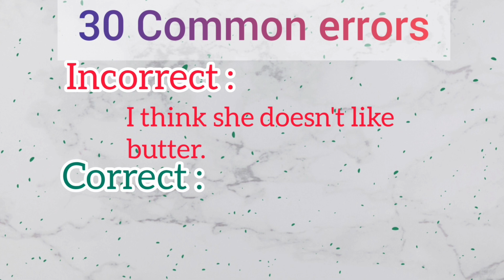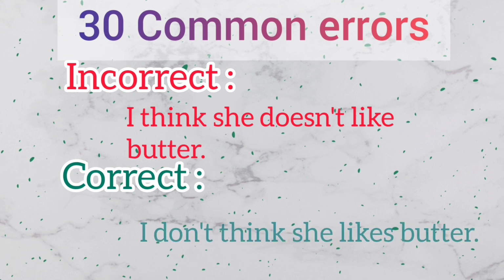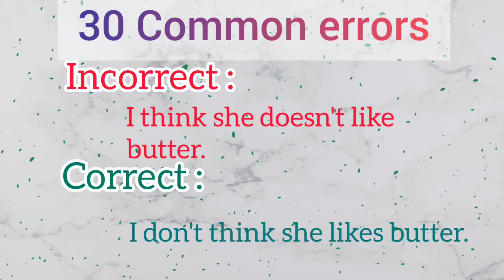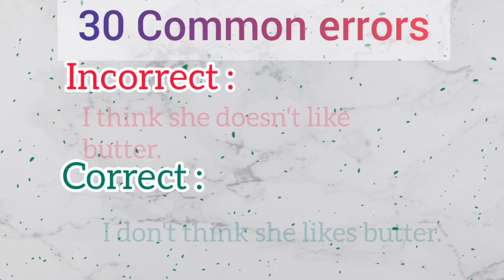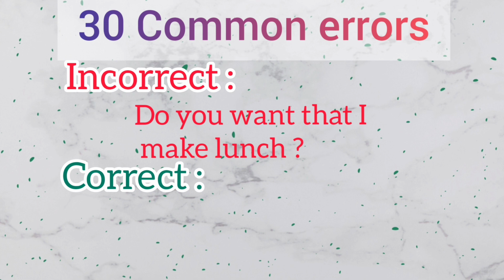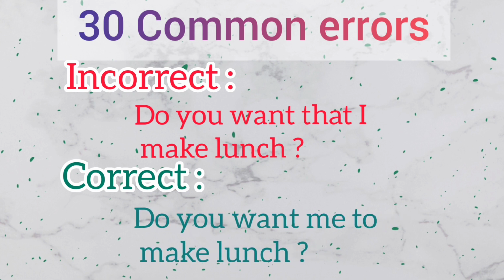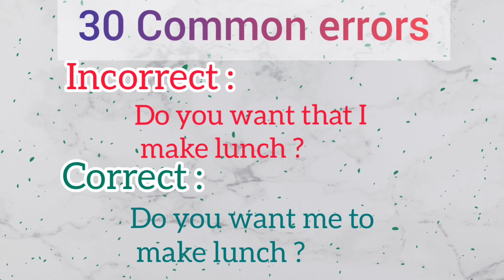Next one is, I think she doesn't like butter. The correct sentence is, I don't think she likes butter. Although there is no specific grammar rule here, it's more common to say I don't think she likes butter. Next one is, do you want that I make lunch? The correct sentence is, do you want me to make lunch? That is not normally used after want. The correct sentence is, do you want me to make lunch?